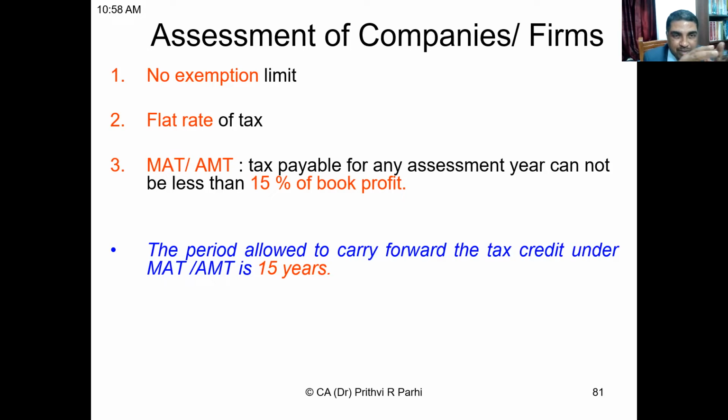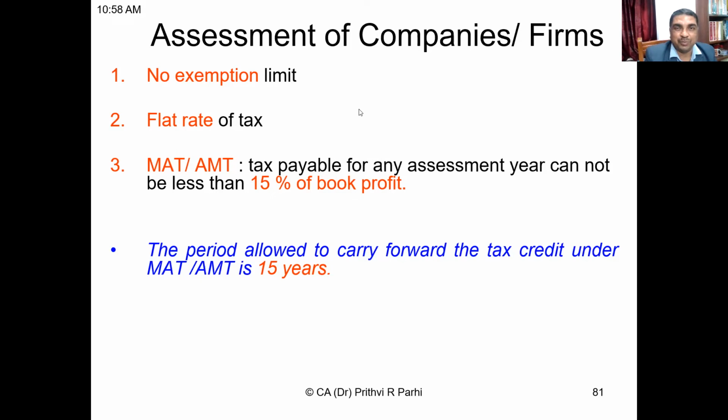And in case of companies, one more provision is applicable, that is called the Minimum Alternate Tax. And this is 15% of book profit. We'll be understanding this thing. And AMT is for firms, as you can see. AMT, I think it is 18.5%, but MAT is 15%. I will check it out. What is the rate of AMT? Section 115JC. Yeah, 18.5%. MAT is 15% for the companies.